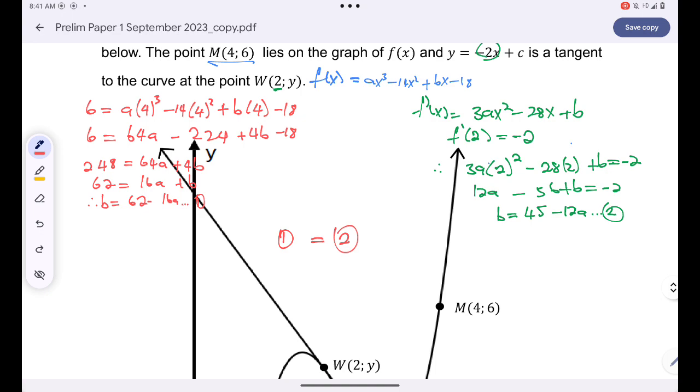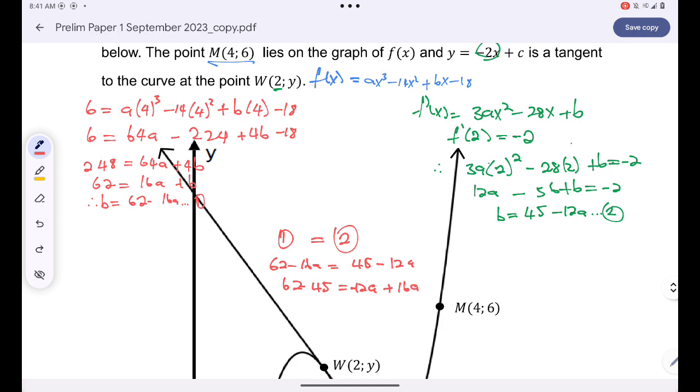Why is that the case? Because both of the equations are equal to b. So I'll end up having 62 minus 16a being equal to 45 minus 12a. If I group the like terms, guys, I'll have 62 minus 45 is equal to negative 12a plus 16a.